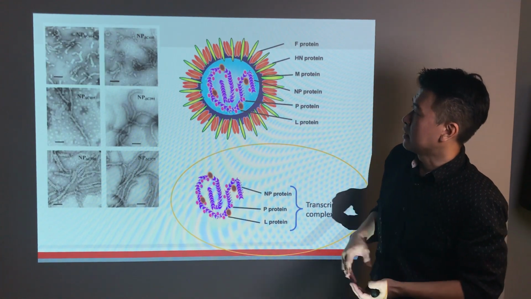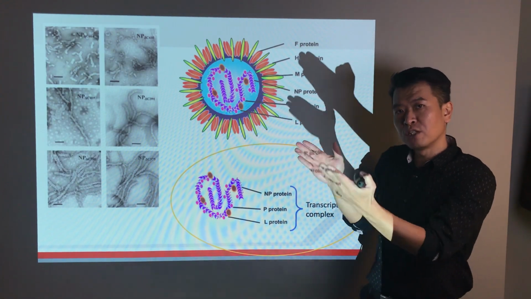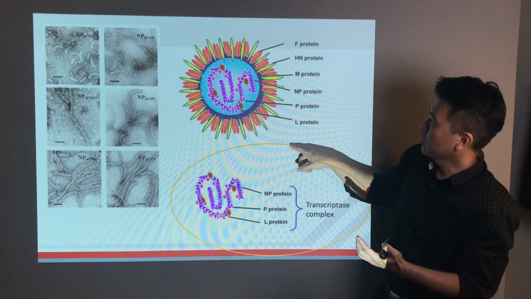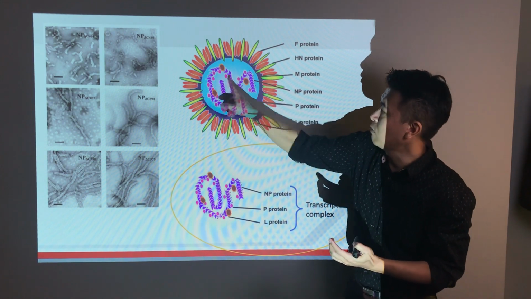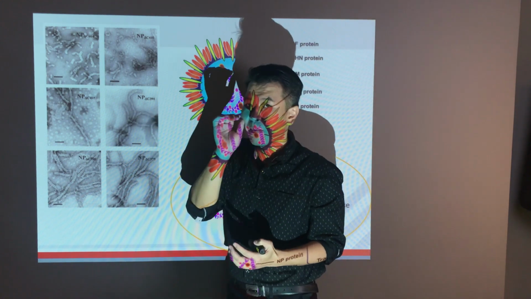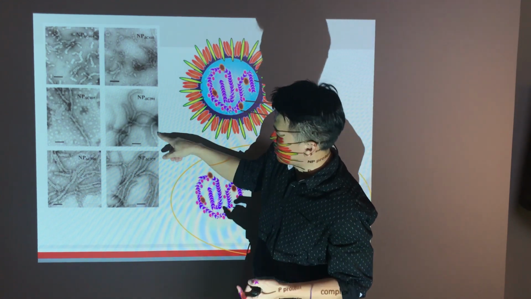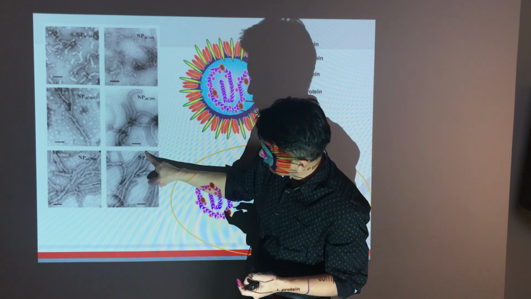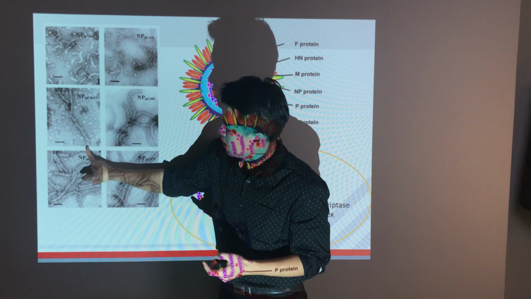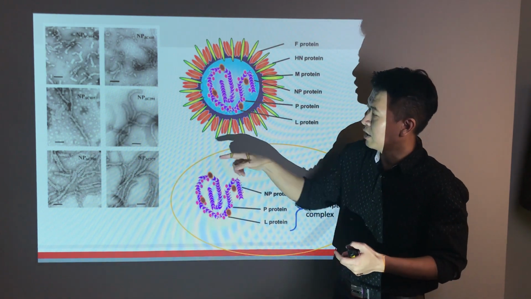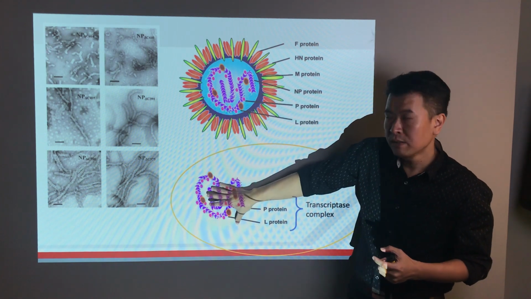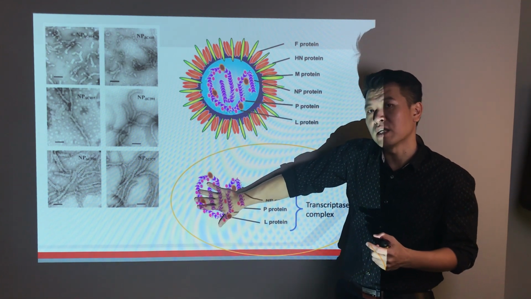So what happens next is, after the fusion of the two membranes, it will now release the NP, the P and the L and the RNA into the cytoplasm. Now this diagram is a TEM image of the NP protein. What we can see here is the nucleocapsid in the helical shape. All of this is the NP protein in the helical shape. So going in, these are the portions that go into the cytoplasm.